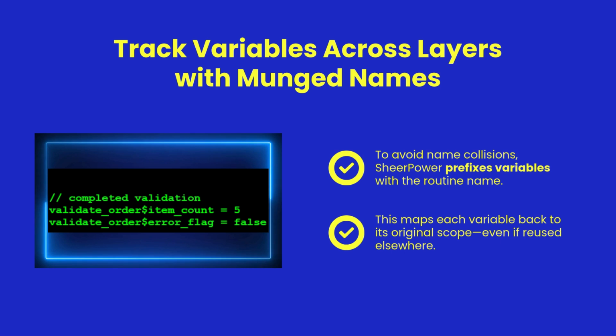SheerPower uses a smart system called name-munging to link each variable to its source routine. This avoids name clashes and builds a timeline of state changes across your program, even when different routines reuse the same variable names.